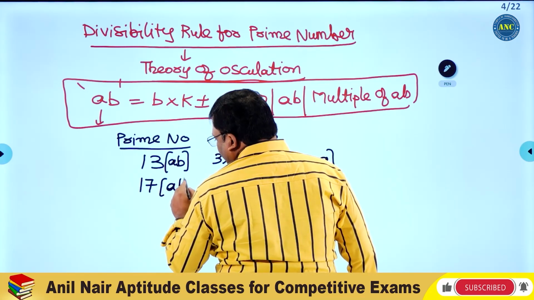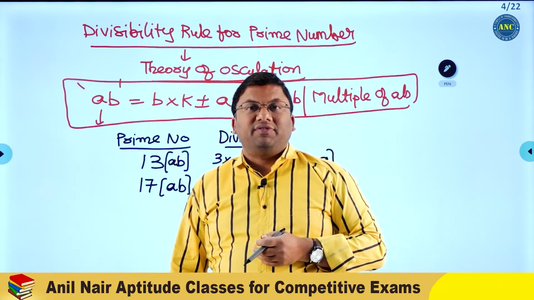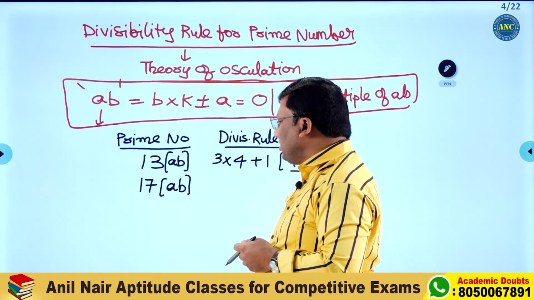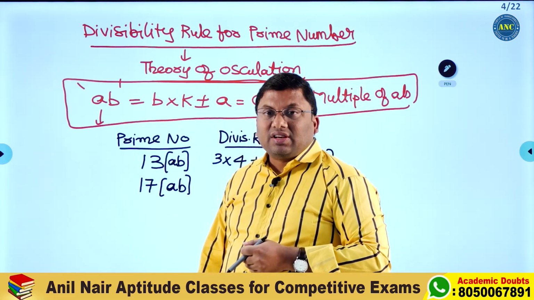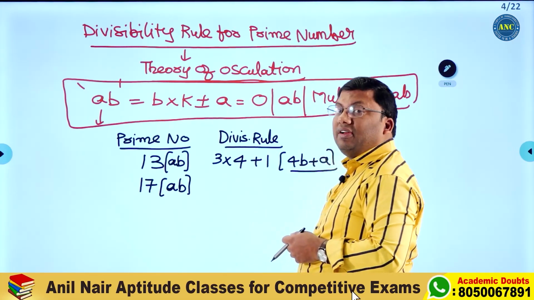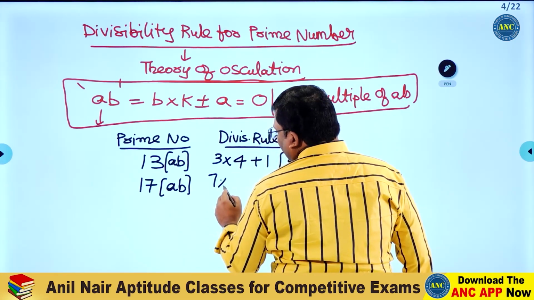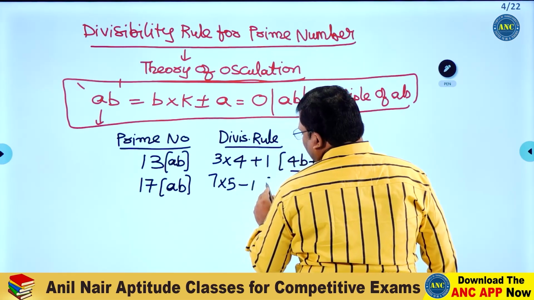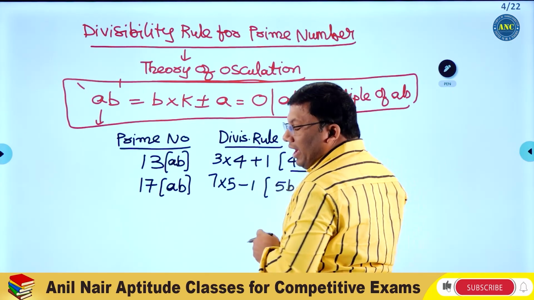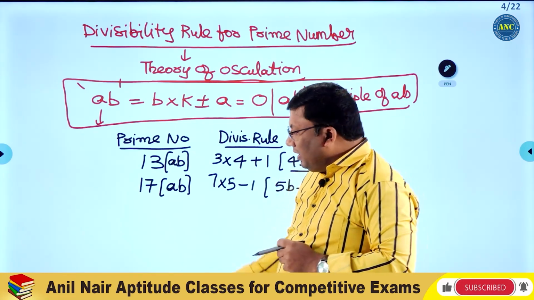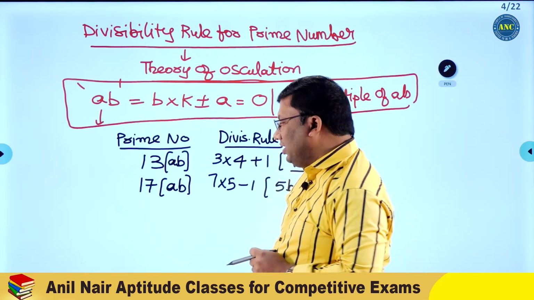7 should be multiplied by which natural number, so that with addition or subtraction from the remaining part, I will get the same number? 7 twos are 14, 14 plus 1 is 15. 7 fives are 35, 35 minus 1 is 34, so 7 into 5 minus 1. That means the answer for this question is 5b minus a. 5 into 7 is 35, 35 minus 1 is 34.